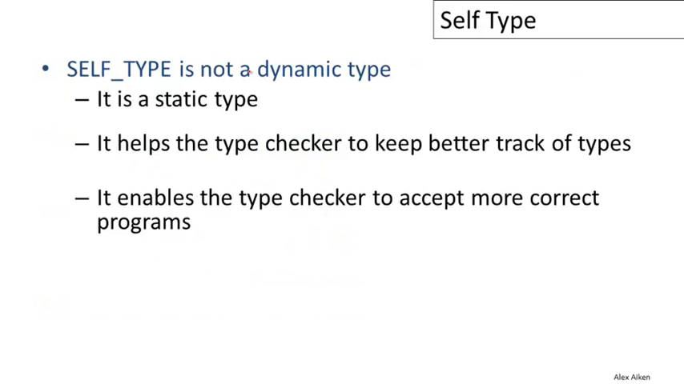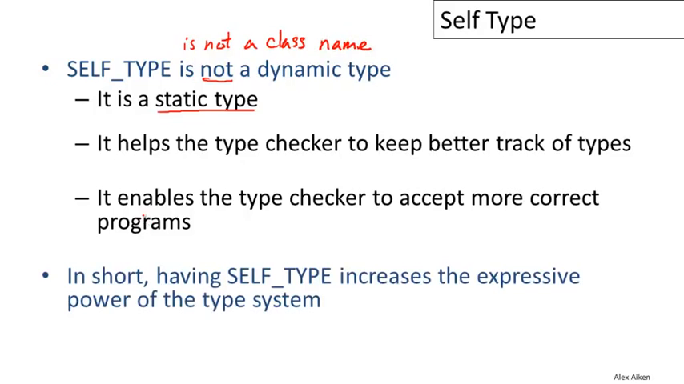Now, it's very important to remember that self-type is not a dynamic type. It is very much a static type and part of the static type system. It's also important to realize that self-type is not a class name. So unlike all the other static types in Cool, it is not the name of a class. It's its own special thing, and we'll say more about exactly what it is in future videos. But the purpose of self-type, as we've seen, is to enable the type checker to accept more correct programs, and effectively what self-type does is to increase the expressive power of the type system.